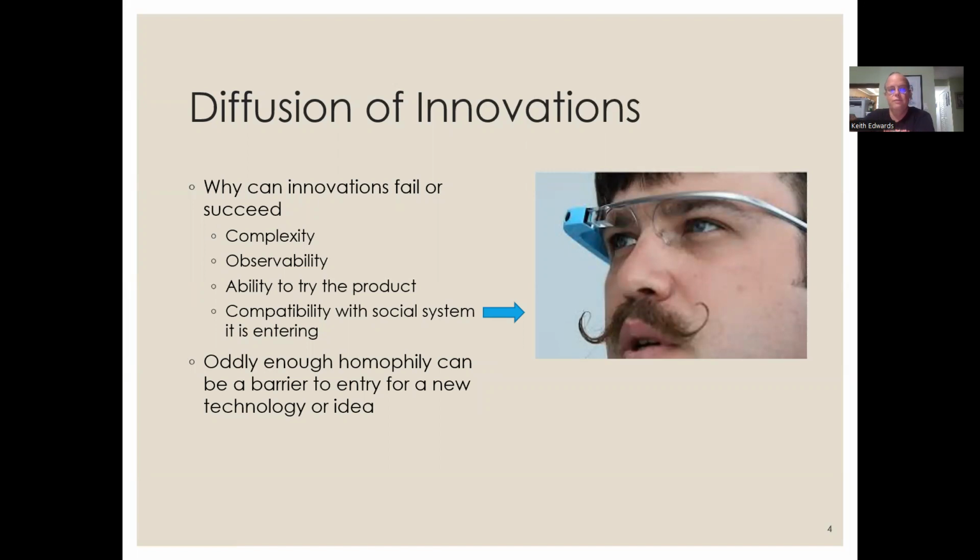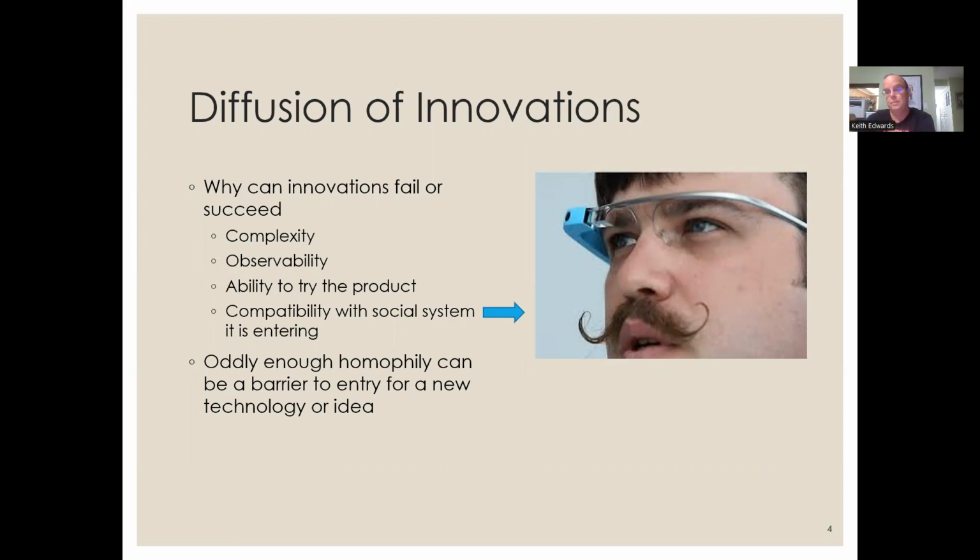So innovations can fail or succeed. Pictured here is Google Glass, which is something that definitely failed. It can be due to the complexity of it. Hey, it's too difficult to work this new thing, and I've got something that does the same job, then I won't adopt the new innovation. Can I observe people using it? If I can't observe people using it, I may not choose to adopt it.